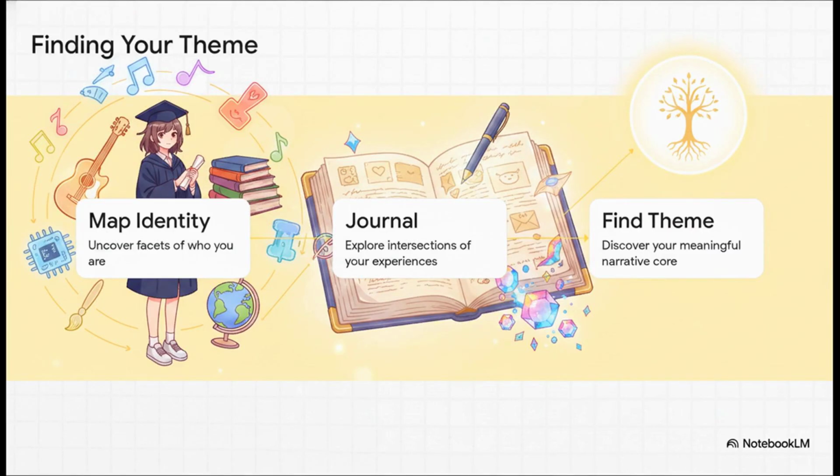Mapping out your identity is, well, it's like taking an inventory of your soul. Say you're a first-generation college student, and you're also a classical musician. By journaling specifically about the intersection of those two worlds, you start unearthing these amazing narrative gems. What theme emerges there? Maybe it's the intense pressure of living up to family expectations while chasing a really unconventional career path. Once you map those traits out and journal about the friction between them, your core theme naturally bubbles to the surface, giving you a really specific, powerful angle.